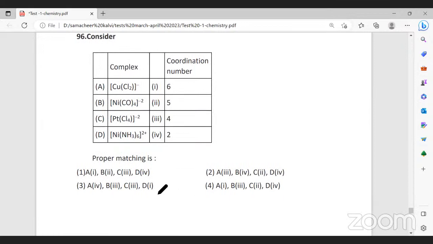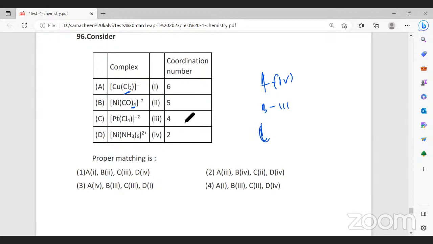The next one. Consider CuCl2 minus, coordination number is 6, Ni(CO)4 coordination. No, they're asking proper matching. They're asking us to match this properly. So for nickel, coordination number is 4. So for A, it is 4. B, nickel, it is 3, because 4 monodentate ligands, coordination number is 4.